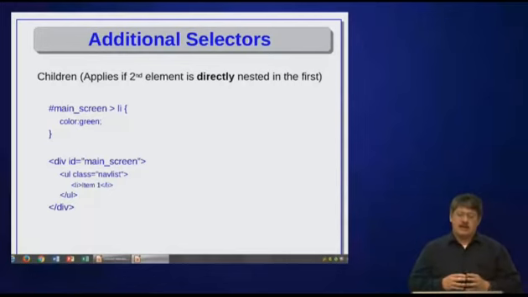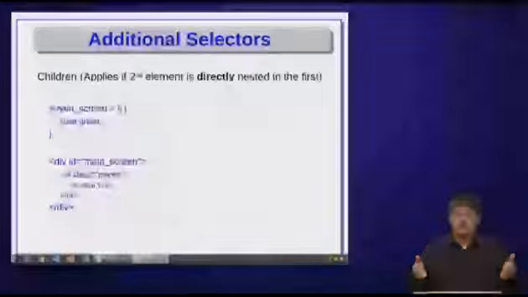So the LI has to be nested inside an element with ID set to main screen, but it can't be nested several levels deep. It has to be an immediate descendant, which means it has to be nested at the highest level. So for example, if I had a paragraph with ID set to main screen, and inside that paragraph I had a div, and inside that div I had a list item, this rule won't apply, because the list item is too deep. But if I have a UL tag, an unnumbered list tag, and its ID is set to main screen, and inside that UL tag I have my LI tag, now the rule will apply, and the text will be green.